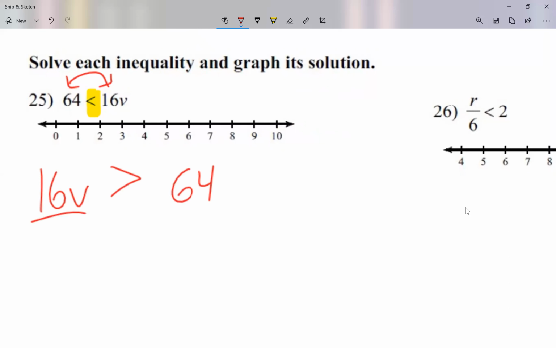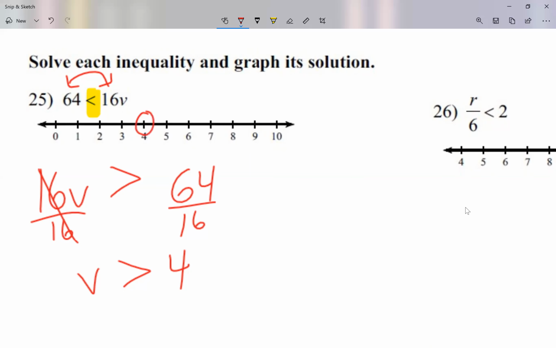Now in this case, let me divide by 16. So V is greater than 4. If I'm just going to solve it, V is greater than 4. We're good. If I'm going to graph it at 4, I'm going to do an open circle, right? Because it doesn't have an or equal to sign, so that's why it's open. Look at my inequality. It looks like an arrow that's pointing to the right. So this goes to the right.